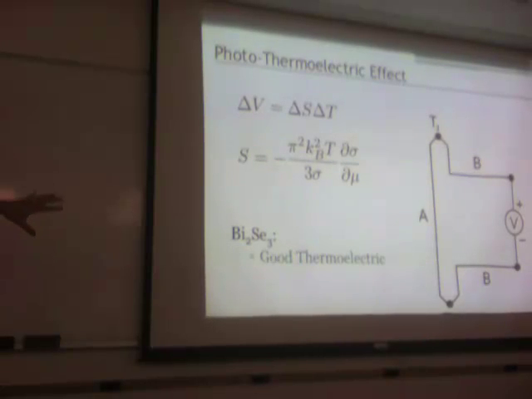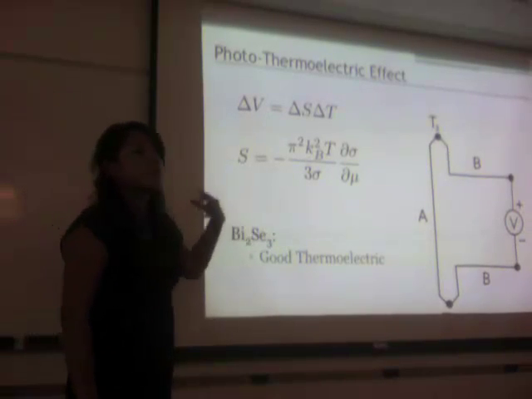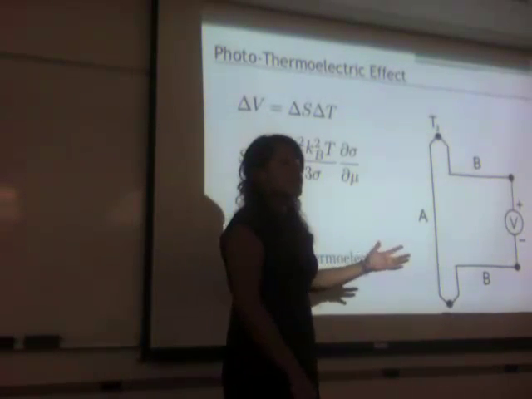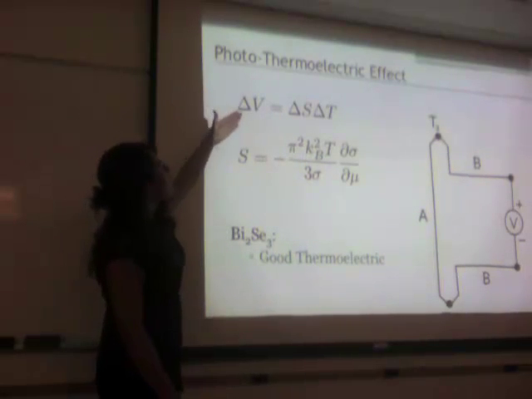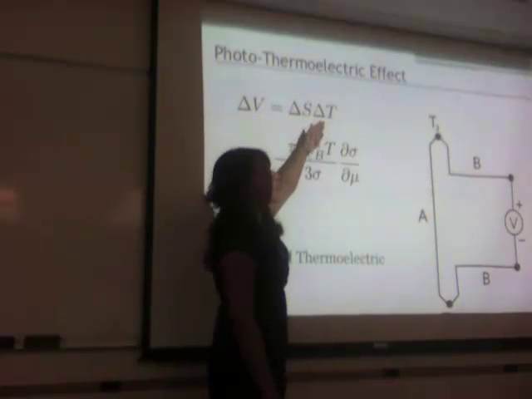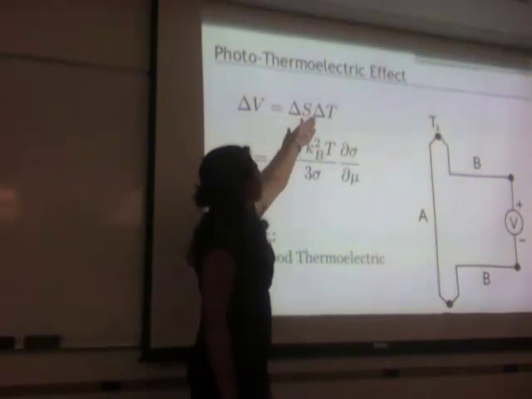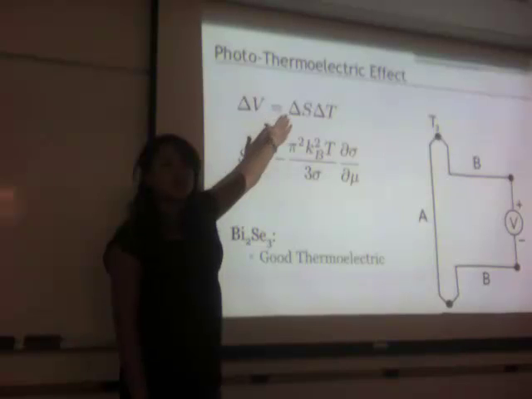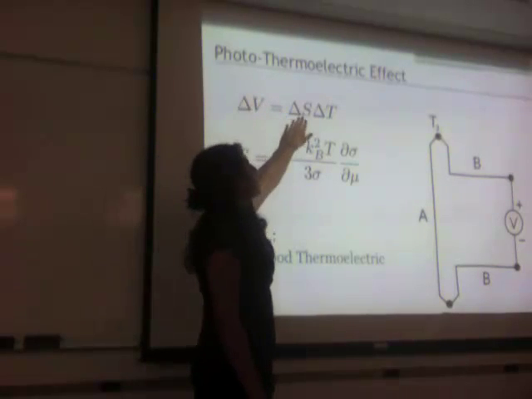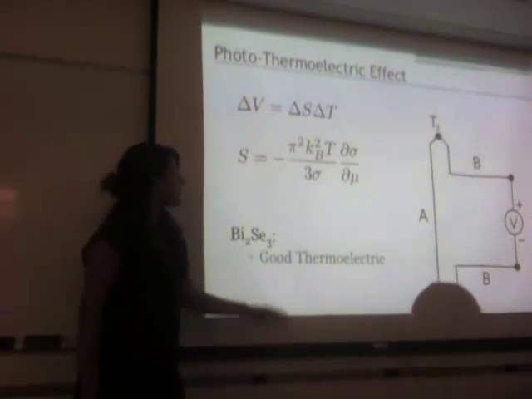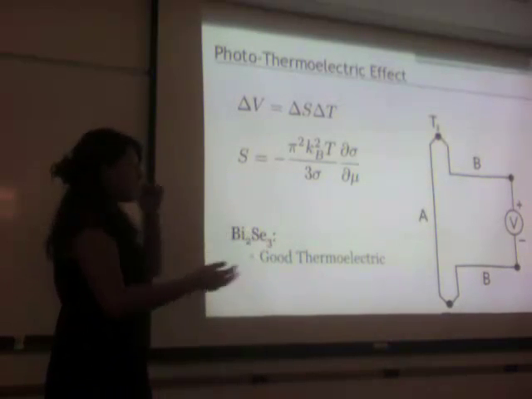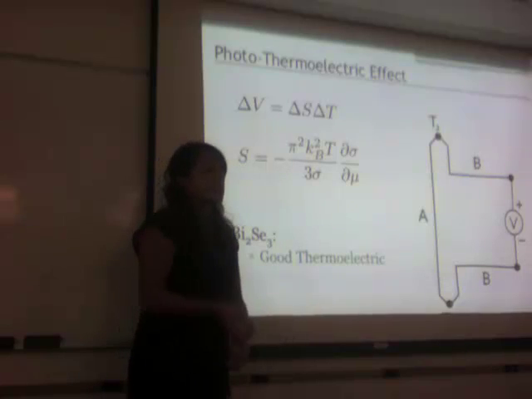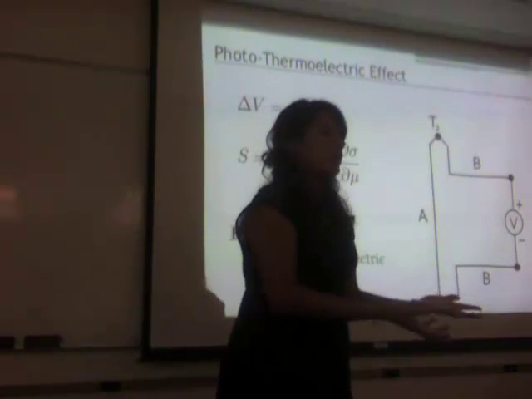I'm going to talk a little bit about the photothermoelectric effect. It's pretty much what it sounds like: light and heat generating a current. You have this relationship that says that if you have a thermal gradient, a temperature gradient, you create a potential difference. That's related by the Seebeck coefficient, which is related by other stuff. But it's exactly what it sounds like: light and heat interacting to create current.